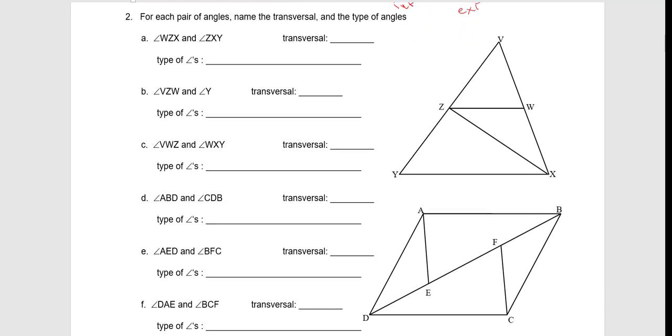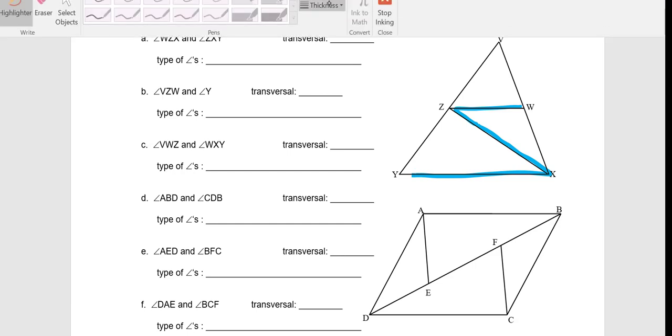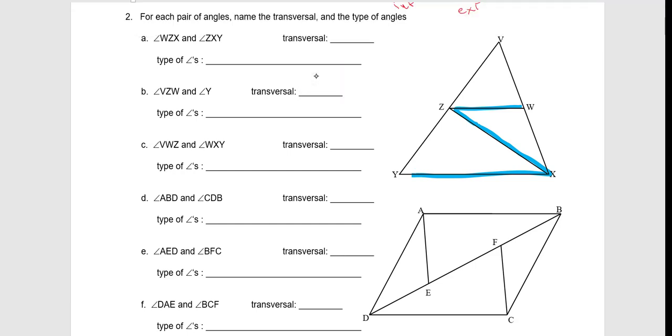And so if I look at these angles, it's W, Z, X. So we're looking at this angle right here. And we're looking at ZXY. So ZXY is going to be right here. And hopefully you can see that the two lines that we're talking about here are going to be right here and right here. And that would make the thing that's cutting both those lines, the transversal, right here.